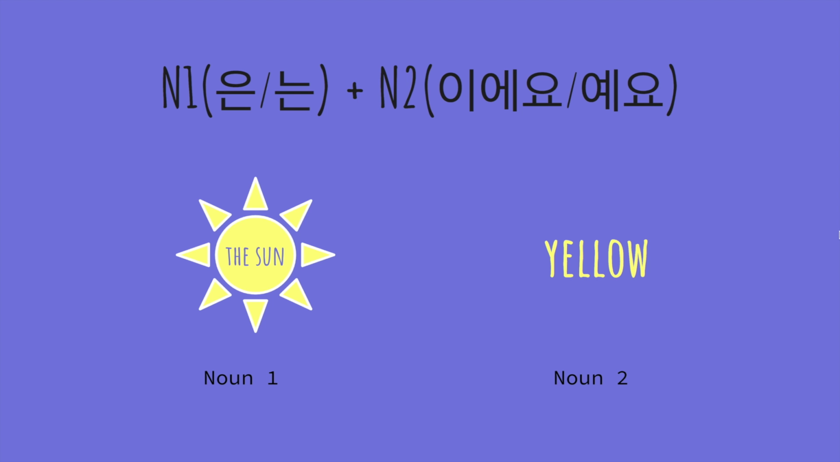So here we have an example for the sun is yellow. The sun is what is being described, and yellow is the description. So the first noun would be the sun, what is being described, and the second noun is yellow, the description of what is being described.